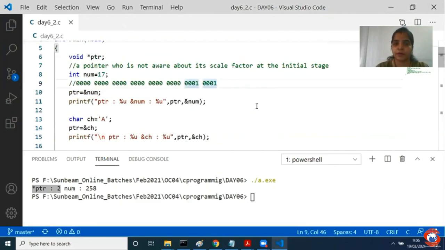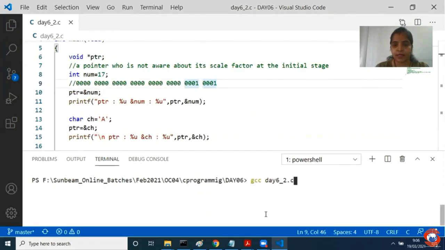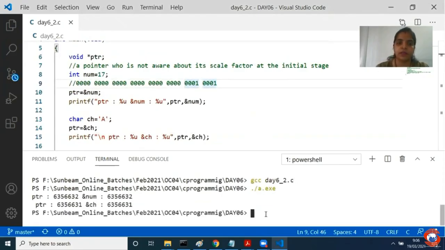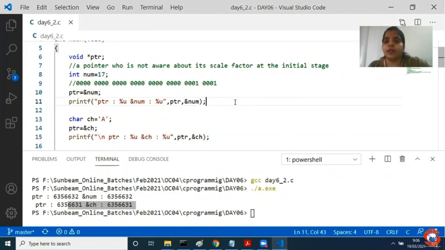All right, now let us compile this and check. Can you see the pointer and num, which was 6632? Later, when I told the compiler to store the address of ch, the pointer is holding my ch address. Have you understood? So instead of creating 2 pointers, my work was done with a single pointer, right? This is called a void pointer. What is a void pointer? A pointer which can point to any memory location and initially is not aware of the scale factor.